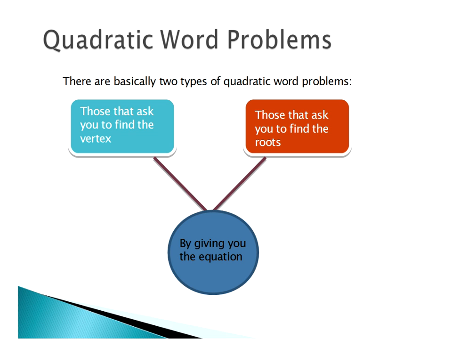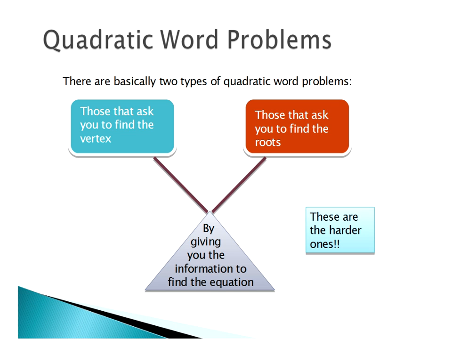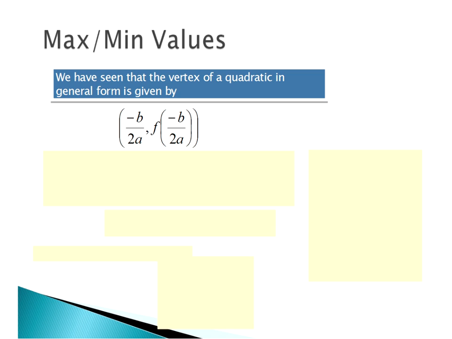So there are basically two types of word problems that we'll look at. There are those that ask you to find the vertex, and those that ask you to find the roots. Sometimes they can give you the equation and ask you to do this. Other times they'll give you the information to find the equation. And finding the equation is much more difficult. So we'll do the vertex questions first, and then we'll look at finding the roots.